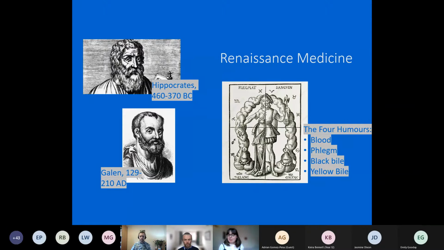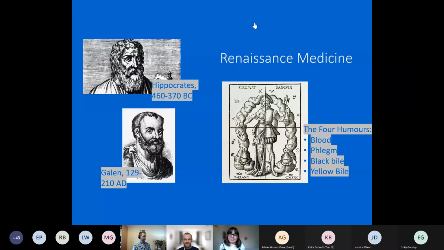He put forward a theory of the four humours that all needed to be balanced in the body to maintain health. So they are blood, phlegm, black bile, and yellow bile. Doesn't sound very nice at all. This is where you might have heard before about the idea of bloodletting as a treatment, or purging as a treatment, and that's exactly where this comes from.